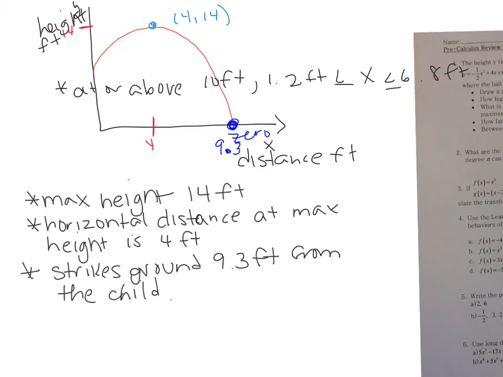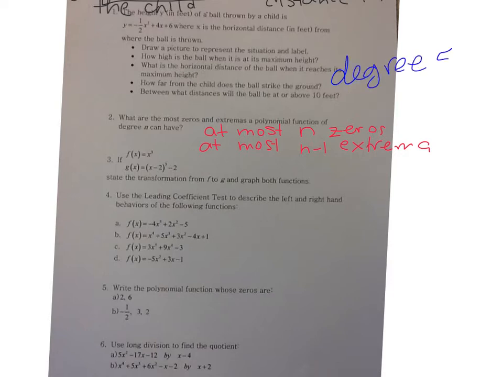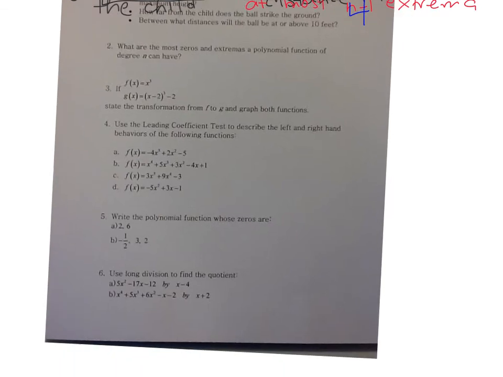Okay, so let's take a look at number 2. Number 2 says, what are the most zeros and extremas a polynomial function of degree n can have? So if it has an n degree, it has at most n zeros. So if it's a degree 5, it has at most 5 zeros. And it has at most n minus 1 extrema. So if the degree is 5, it has at most 5 zeros, and it has at most 4 maxes and mins.